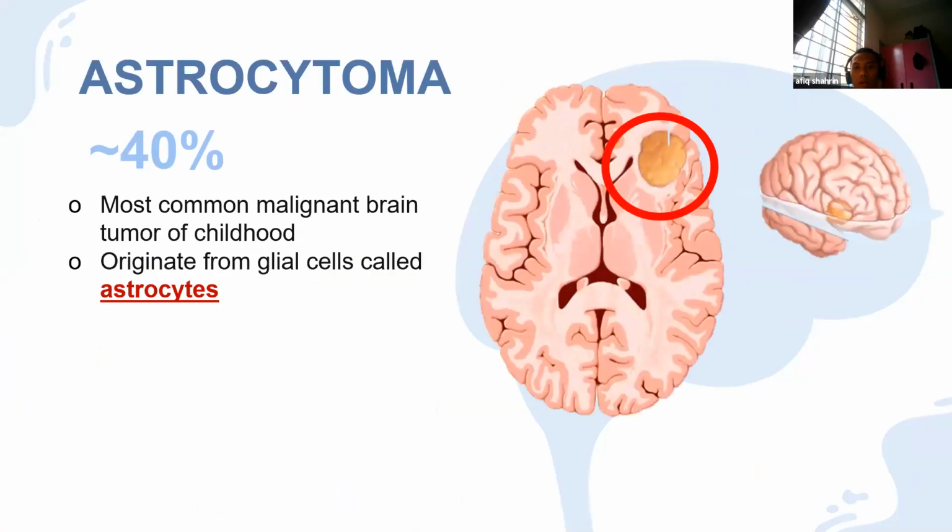Okay, astrocytoma, based on its name, originates from astrocyte, which I have mentioned before. It is a non-neuronal cell which acts as a blood-brain barrier. So this is the most common malignant brain tumor in childhood. So astrocytoma can be found either in the cerebral cortex and also brainstem. This brain tumor accounts for about 40% of the total cases of brain tumor.